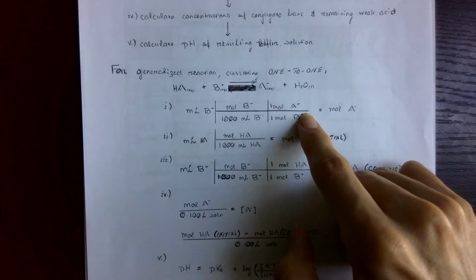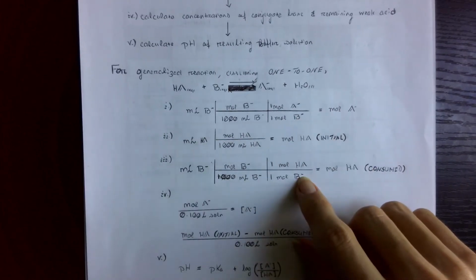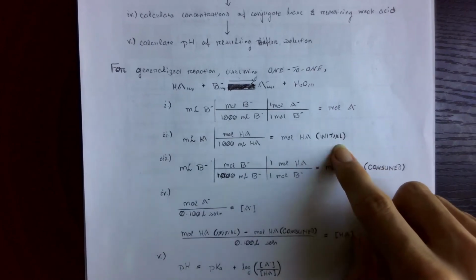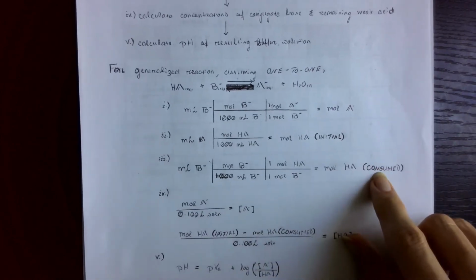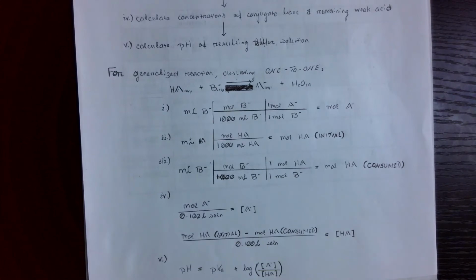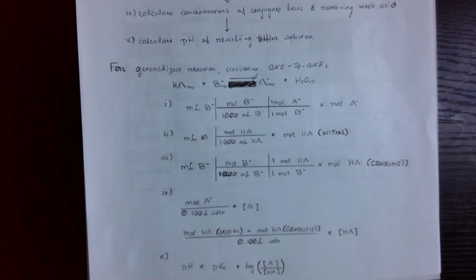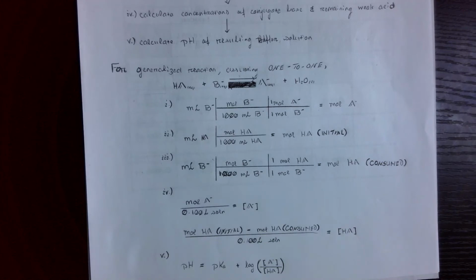This is to get moles of conjugate base, this is to get moles of weak acid, and I put consumed next to that. So you've got initial right here, you've got consumed right here. And at this point, it makes sense. If you take how much you started with and subtract how much you used, that's going to give you how much is left, and that's going to be the amount present in your buffer solution.